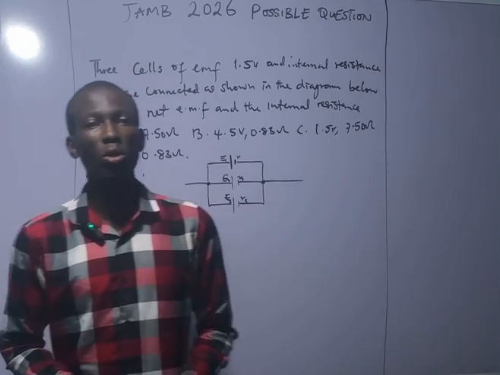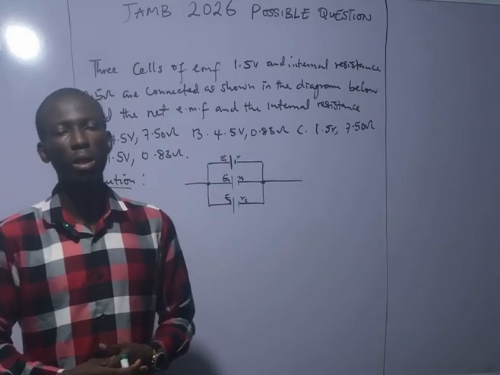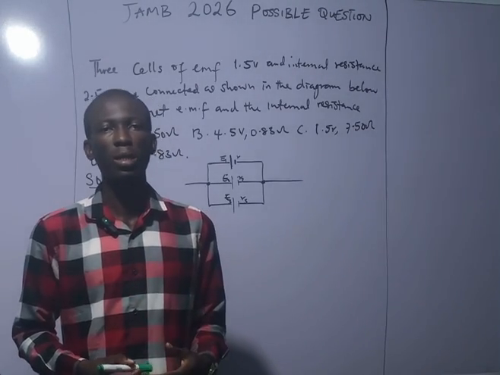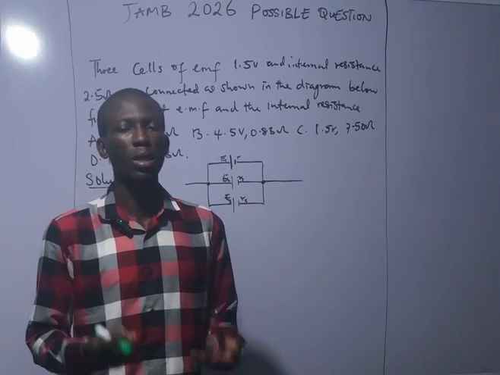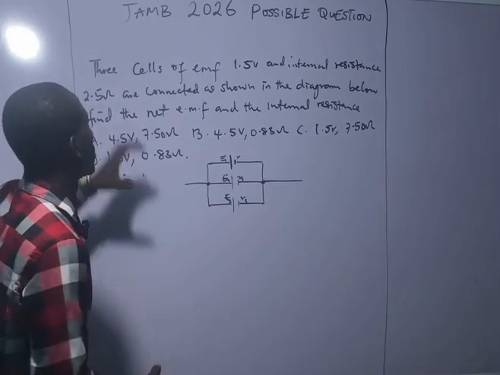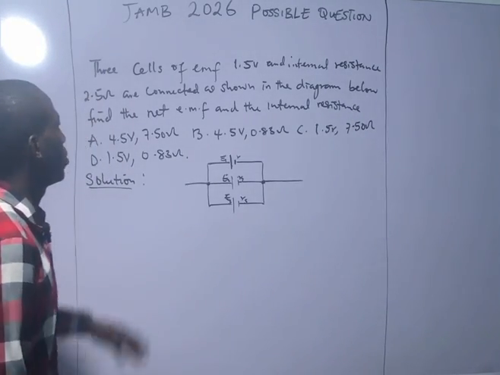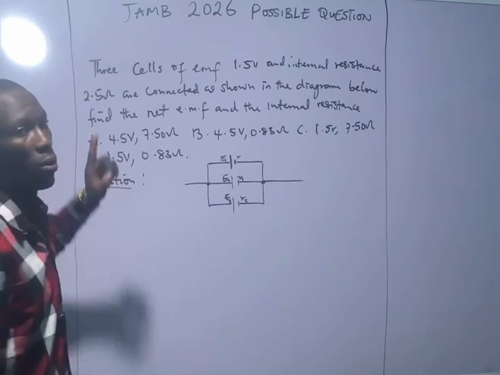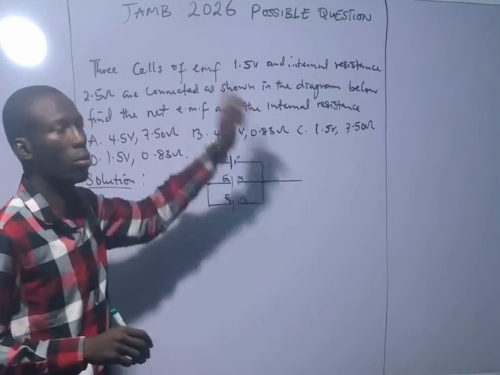In today's class, we'll be solving a problem that is related to Jamb 2026 possible questions. It's a question that is likely to be asked in Jamb 2026 because each year Jamb does select questions that come out in electricity or in cells. Alright, so let's look at the possible way to solve this problem. Remember that what we are doing today is Jamb 2026 possible questions.